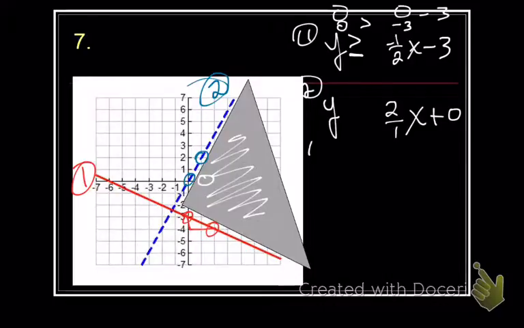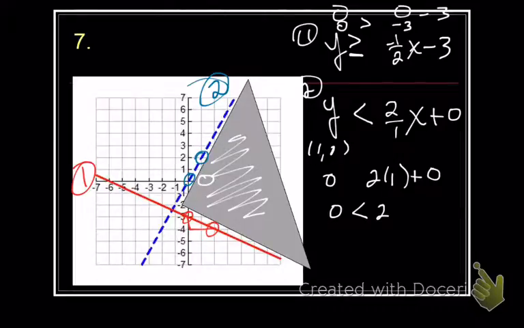So we plug in 1, 0, which means 0 for y, 1 for x, and we get 0 on the left side and 2 on the right side. The inequality sign that makes that true is less than, because 0 is less than 2. So this is going to be less than. Another way to look at this is that the blue line here, the shaded area that's the solution, is below that blue line, so y has to be less than.